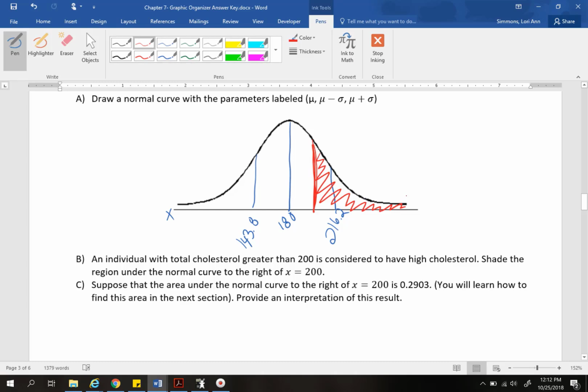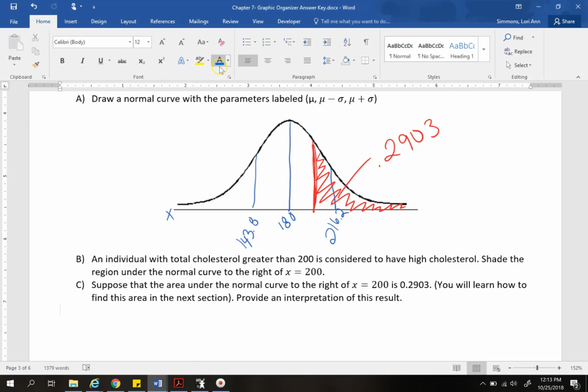Part C, it says, suppose that the area under the normal curve to the right of x is 0.2903. So we have a proportion of 0.2903 of this occurring. We'll be able to figure this out in Section 7.2 and then provide an interpretation. So there's actually two interpretations according to this book.